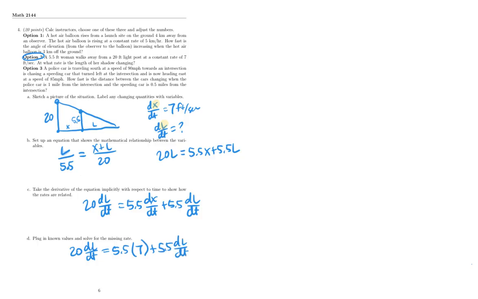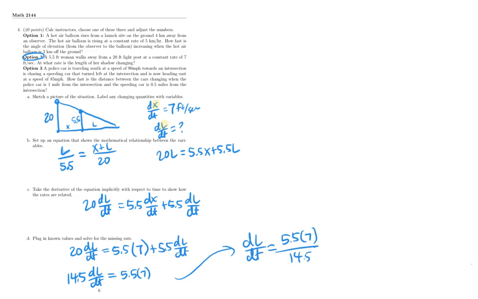I can subtract that over, and I'll get 20 minus 5.5 is 14.5 dL/dt equals whatever 5.5 times 7 is. And then I can divide it over, and I'll get dL/dt equals 5.5 times 7 divided by 14.5. And you can get an approximation for that from your calculator if you want to. The units of that, L is measured in feet, so this will be in feet per second.